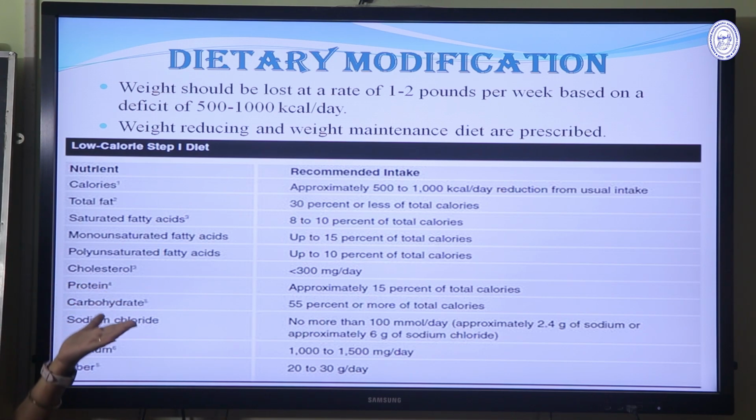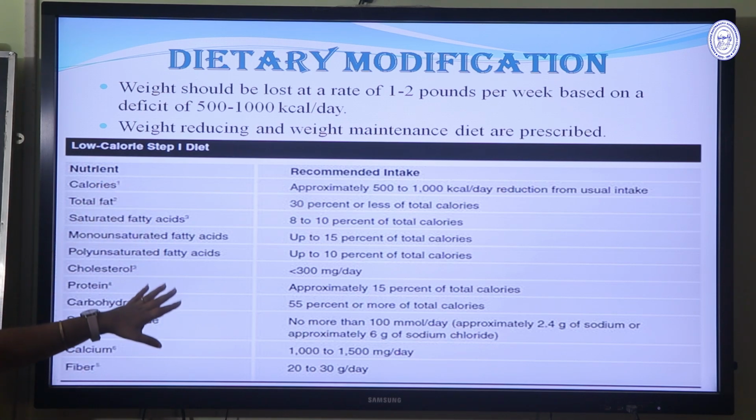And there are weight reducing or weight maintenance diets. There are two different diets. At the very beginning, we should use the weight reducing diet because we have to reduce the excess body weight. So, we use weight reducing diet 1 and diet 2, and then after reaching the desirable body weight, we should maintain the weight, and for this we should use the weight maintenance diet. A weight reducing diet is approximately 1200 kilocalories and a weight maintenance diet is 1500 to 1800 kilocalories.